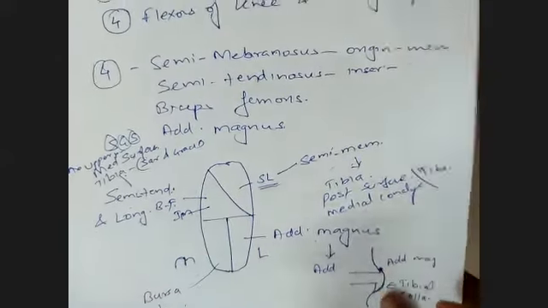Now biceps femoris, as the name suggests, biceps, it has two heads. The second head is from the posterior surface of the femur, and it is not a part of the hamstrings, and therefore supplied by the common peroneal.